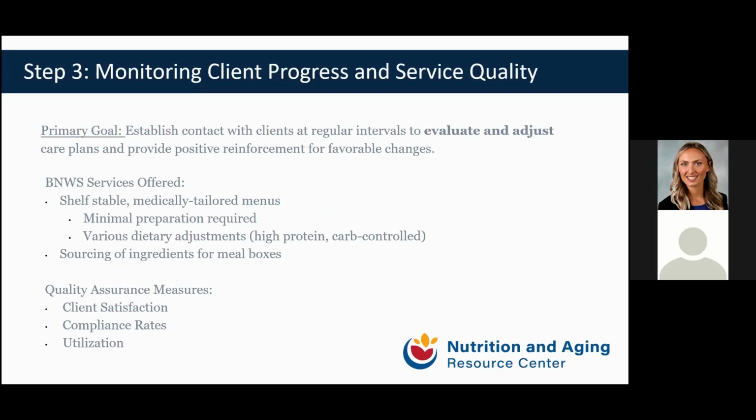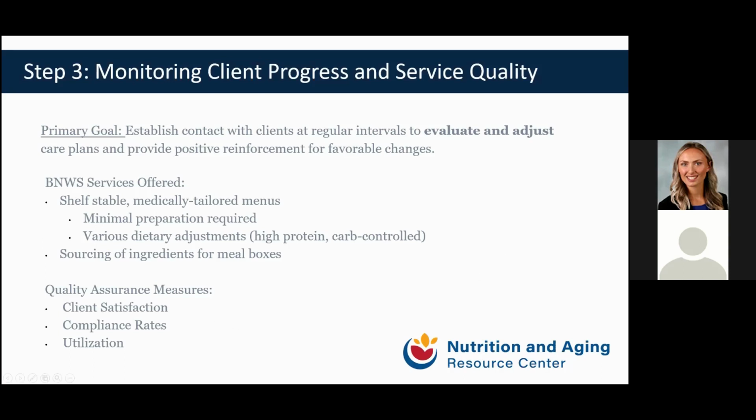Now, monitoring the client progress and service quality. This is ongoing to monitor the client progress. You all make care plans, and you rescreen the individuals, whether they need additional services or they are benefiting from your services. We have in our toolkit a care plan template that can be used. Care plans can be done or revised every 30, 60, 90 days. That is up to whatever patient-centered way that you would like.